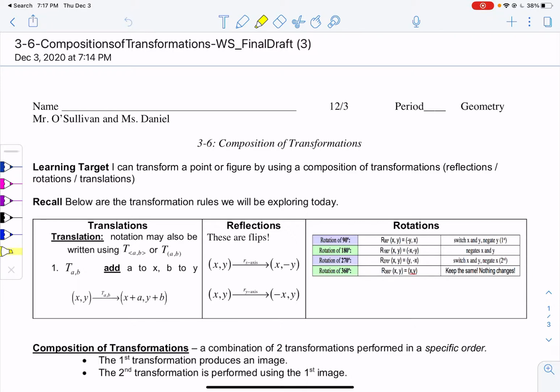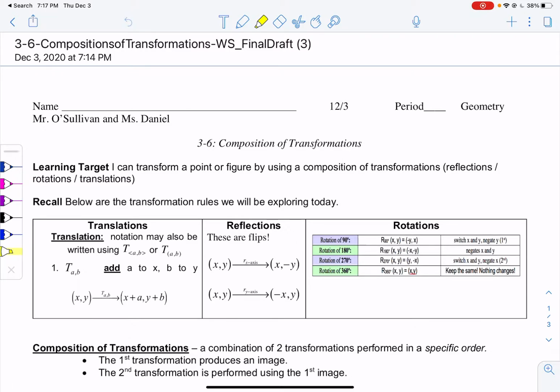So what we're doing today is we're going to be looking at lesson 3-6. This is our final lesson of the unit. So on Monday and Tuesday, you're going to be doing some Desmos practice with transformations where you put everything we learned together. So the first two things we're going to be looking at today are compositions of transformations.